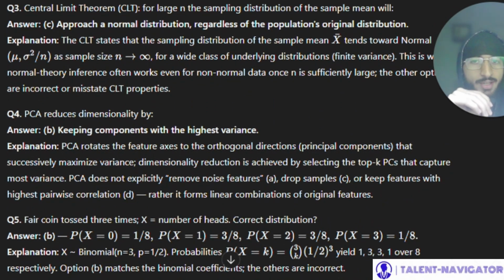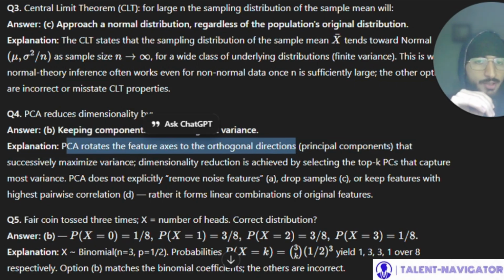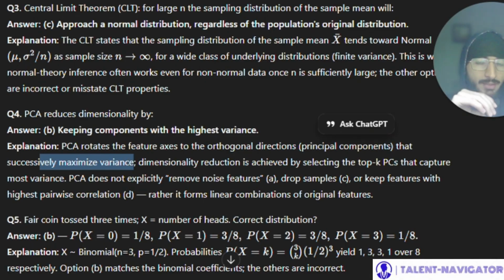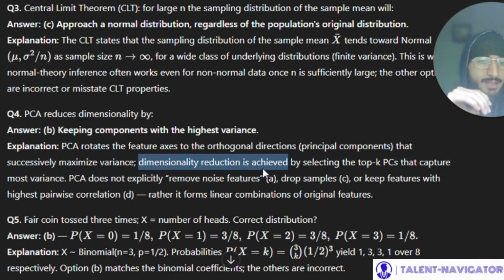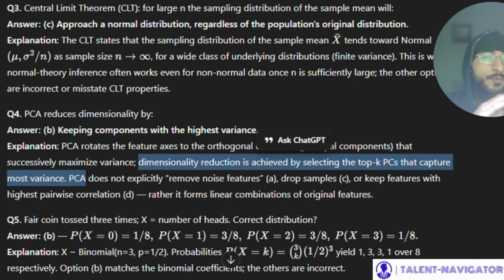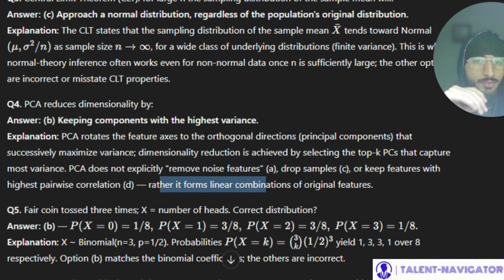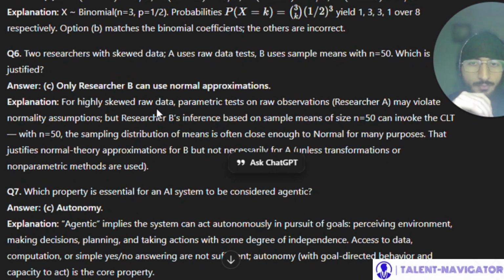Now PCA reduces dimensionality by keeping components with highest variance. So PCA rotates the feature axes to orthogonal directions, principal components, that successively maximize the variance. Dimensionality reduction is achieved by selecting the top k principal components that capture most variance. PCA does not explicitly remove noise features. It forms linear combinations of original features.